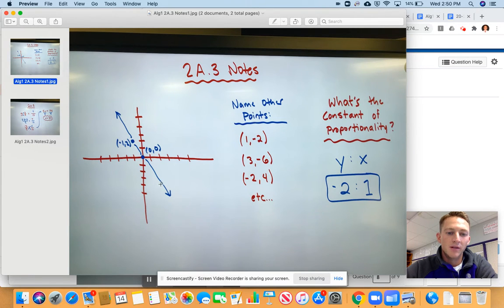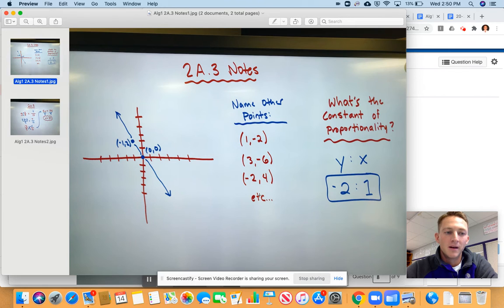If I went another down 2 and over 1, what point is this? It'd be 2, -4. Or instead of going down 2 and over 1, I could go up 2 and back 1 and go backwards on the line. So I would be at -2, 4 up here. So these are just some other points we could find on the line just by counting down and over or up and back. I want you to try to find a couple more because you'll see that on the homework.